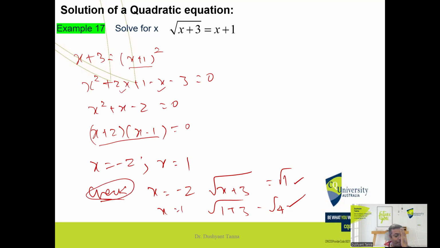Check is not mandatory, but it's recommended, so you don't leave some answer which is not valid. What if your x was minus 4, for example? Then you're talking about square root of negative 4 plus 3, so square root of negative 1, which is no. But it's not the case, so we are fine. Right. Let's keep going.